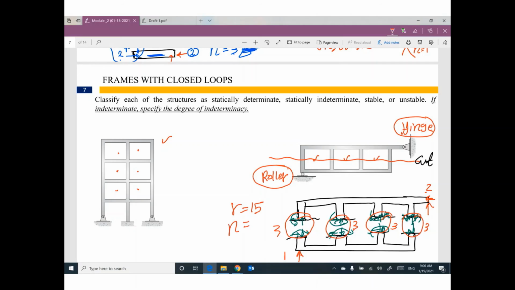How many parts? First part, second part. So n equals 2. Let's do our calculation. Number of unknowns will be 15. Number of equations will be 3n equals 3 times 2 equals 6. So the number of unknowns is greater than the number of equations. Your structure will be stable, but indeterminate.